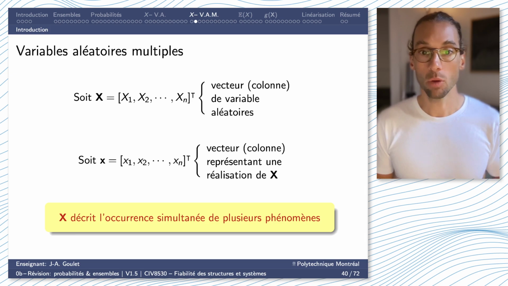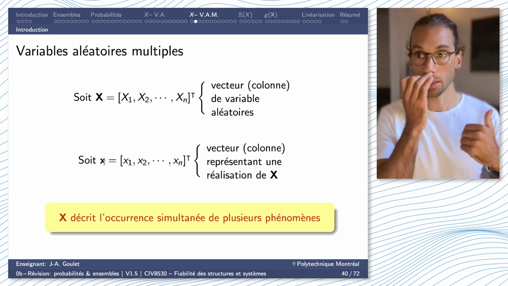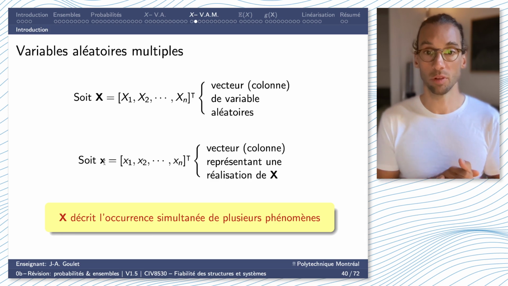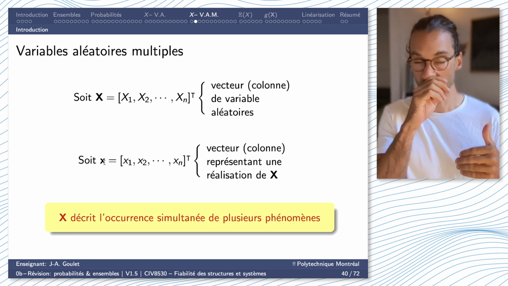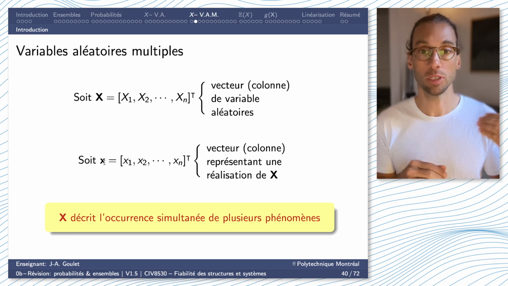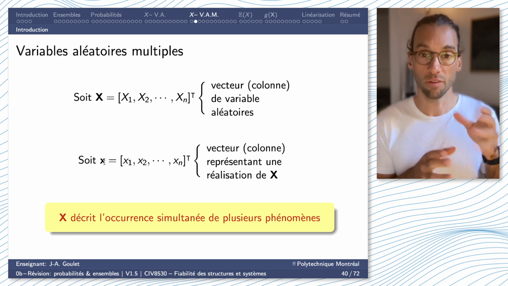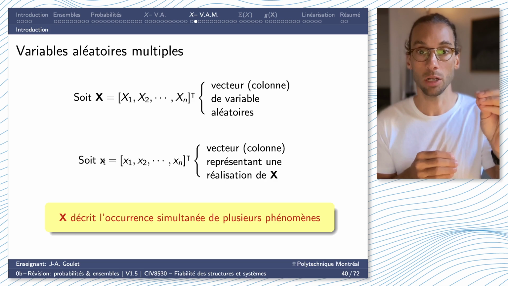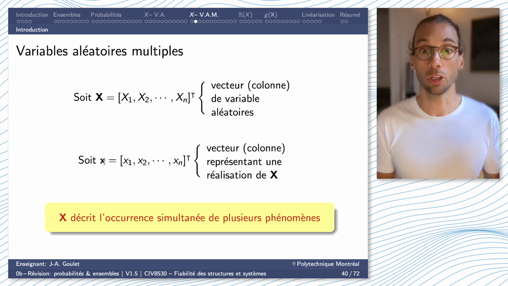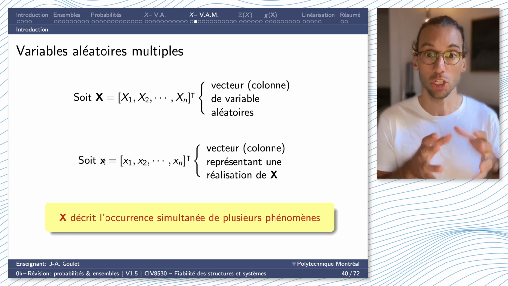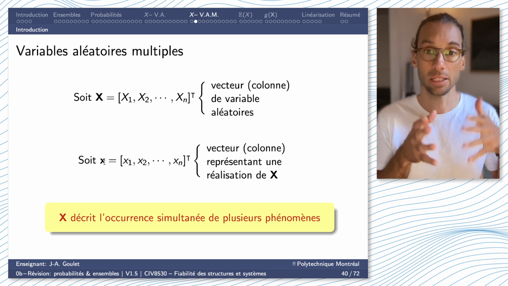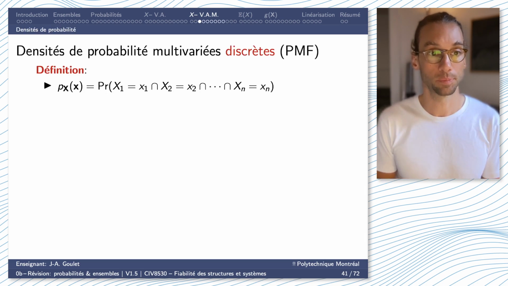So why would we use this? To describe the simultaneous occurrence of multiple phenomena. I want to describe a bridge. I want to describe my joint knowledge between the properties of, say, the concrete. So what is going to be the joint probability of a given value of Young's modulus and ultimate compressive strength? These two might be dependent upon each other, and I want to represent them as a joint occurrence.